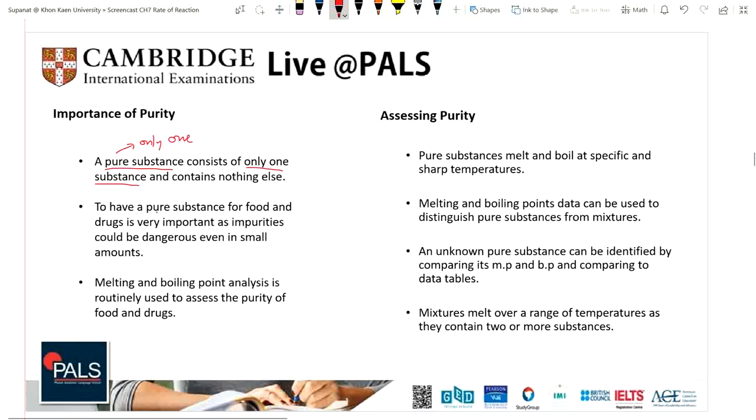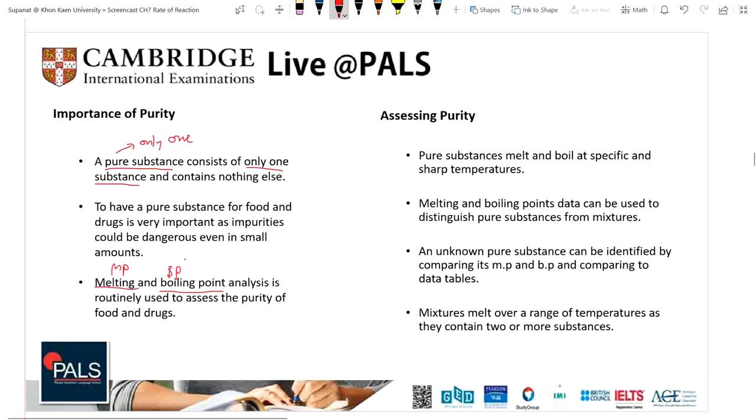To have a pure substance for food and drugs is very important, as impurity could be dangerous even in a small amount. And melting and boiling point analysis is routinely used to assess the purity of food and drugs. The melting point and the boiling point, MP and BP.